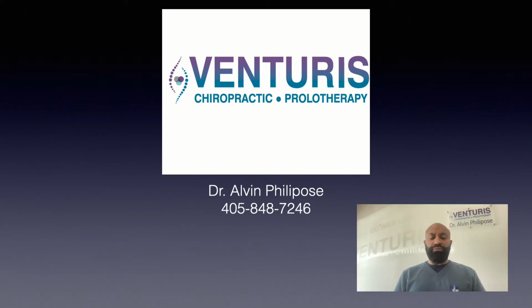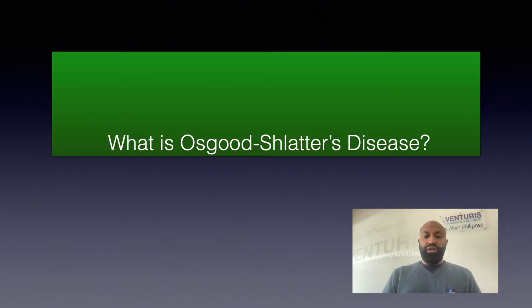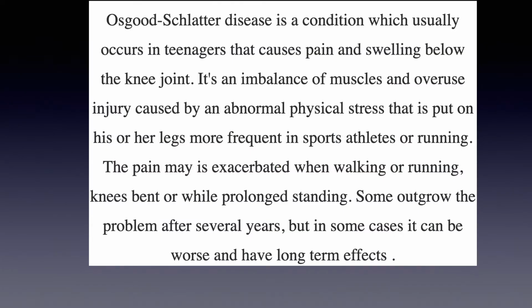So today I thought about just doing a little presentation for my parents that have kids with Osgood-Schlatter disease. So what is Osgood-Schlatter disease? It's a condition which usually occurs in teenagers, especially athletes, like soccer, track, places where teenagers tend to run quite often. It causes pain and swelling right below the knee joint.